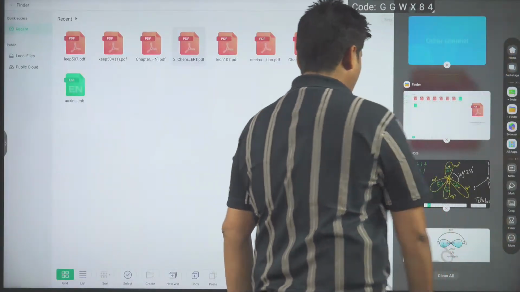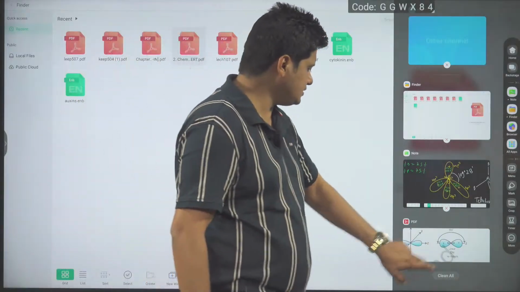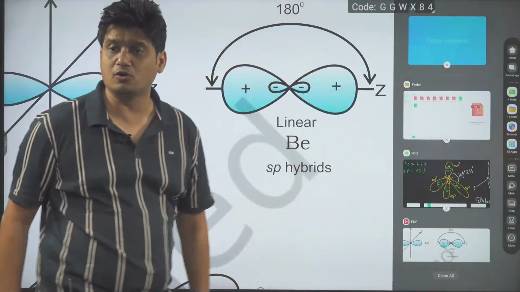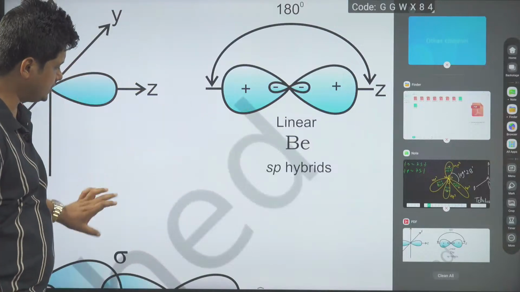Let's read this point also. And one more thing, in case of higher hybridizations, sometimes smaller lobes can be ignored also. Like here in sp, both small lobes are represented. You can check in sp2.